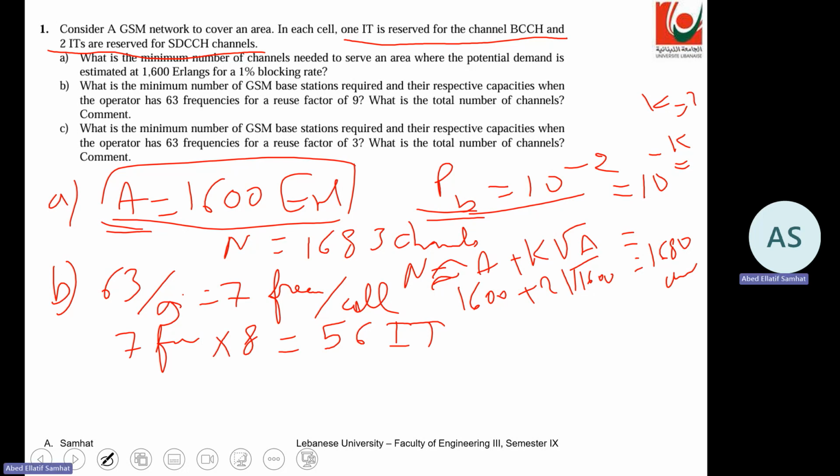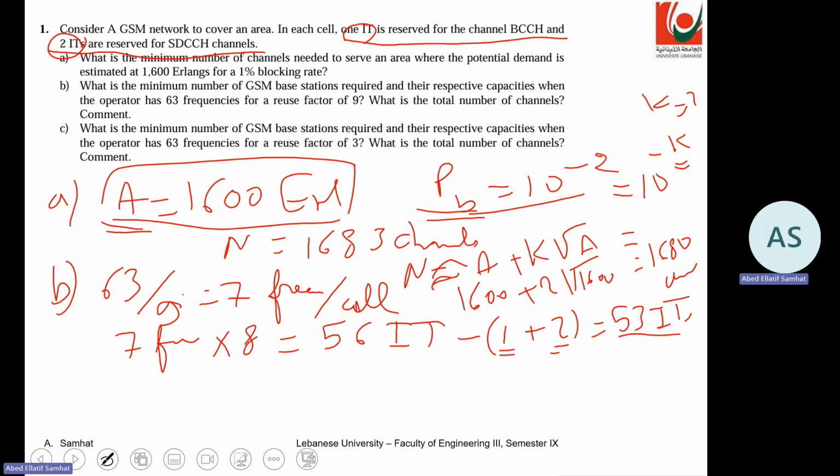And remember that 1 channel is reserved for the BCCH and 2 are reserved for the SDCCH, so the physical channels that are for the traffic, we should remove 1 plus 2 for BCCH and SDCCH, and we have 53 IT, or 53 physical channels, that are used in each cell to support the traffic.